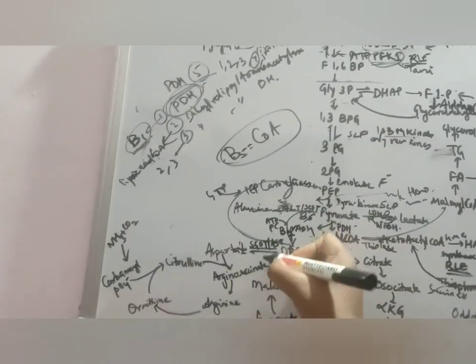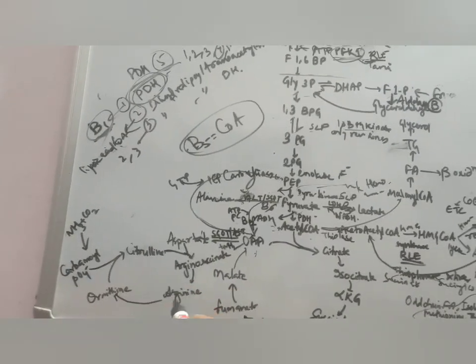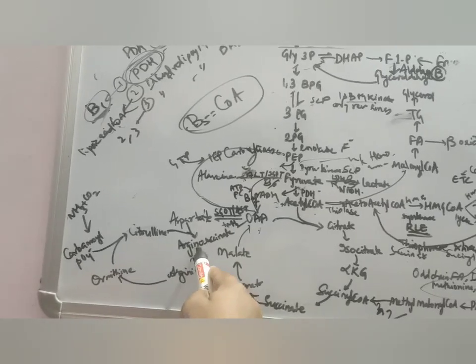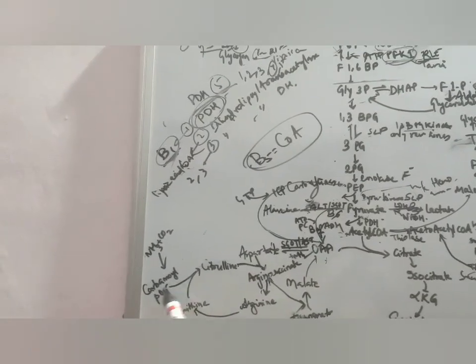Oxaloacetate to aspartate, this enzyme is SGOT or AST. Here one NH2 will be added, then it will become aspartate. Aspartate and citrulline mix to form argininosuccinate, and argininosuccinate will form arginine. How? This will go to fumarate. Okay, then arginine, ornithine. Ornithine plus carbamoyl phosphate will form citrulline. Carbamoyl phosphate is formed from NH3 plus CO2.